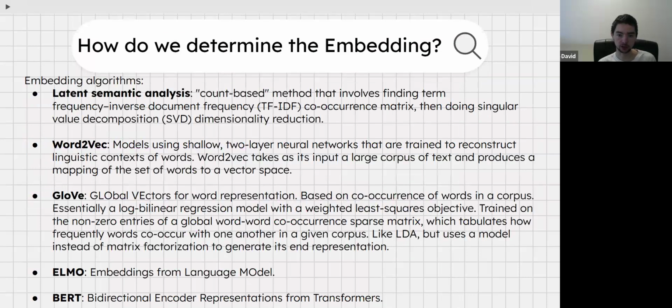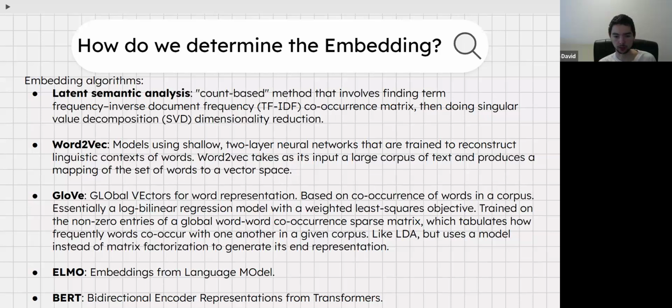So anyway, GloVe uses the co-occurrence of words and basically looks at predicting the embedding using a regression model. It's sort of similar to latent Dirichlet allocation, but we're using the regression model to do the prediction and dimensionality reduction.